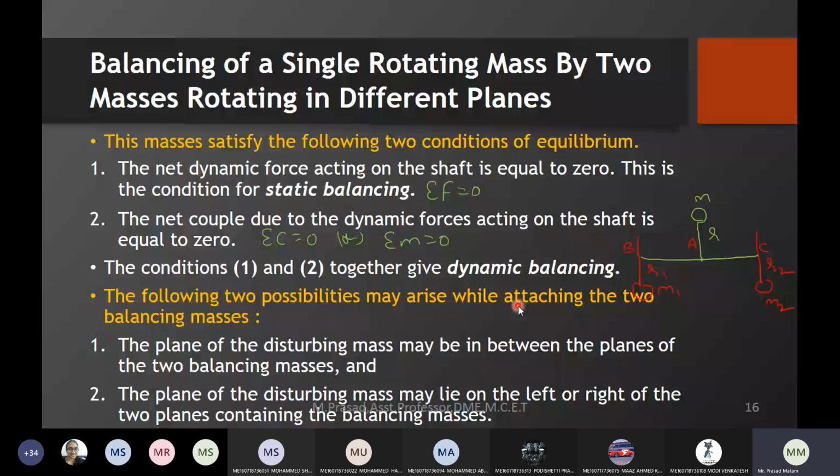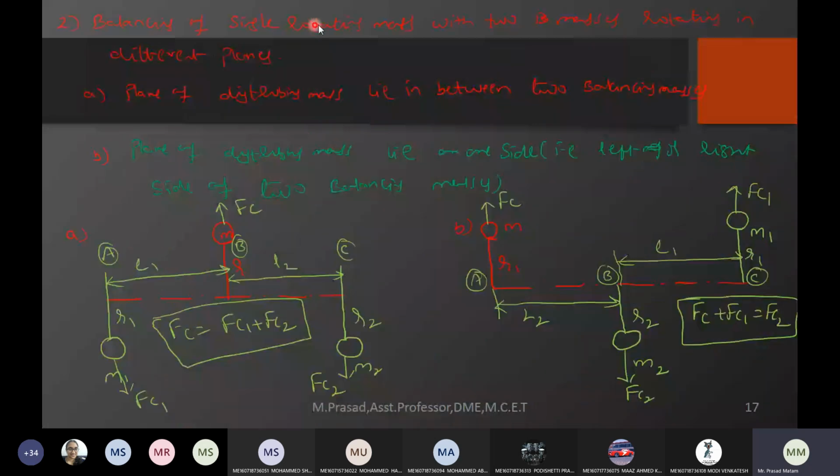Now you can see the diagram of what I have done here. Balancing of a single rotating mass with two masses rotating in different planes. This case can be achieved with two conditions. Case A: the plane of the disturbing mass lies in between the two balancing masses. And case B: the plane of the disturbing mass lies on one side, either left or right side, of the two balancing masses. These cases A and B I have shown with two different diagrams. Diagram A shows case A, diagram B shows case B. Here the red color shows my disturbing mass and the green color shows my balancing masses.